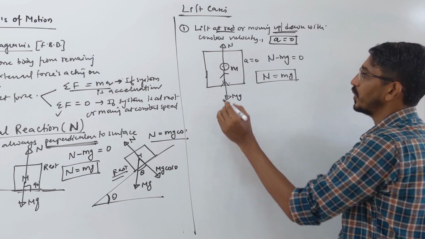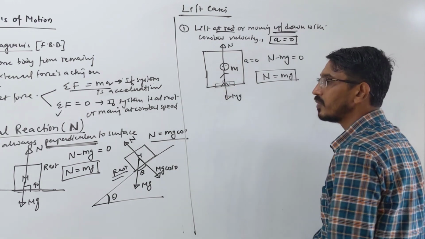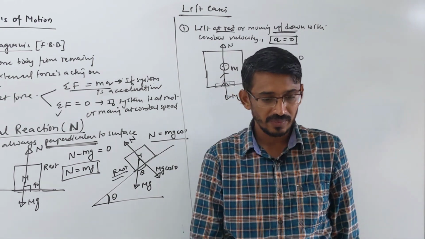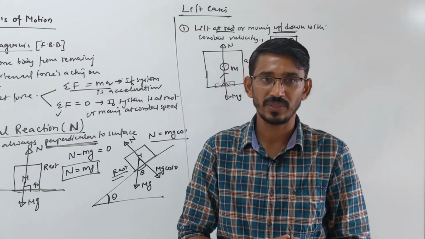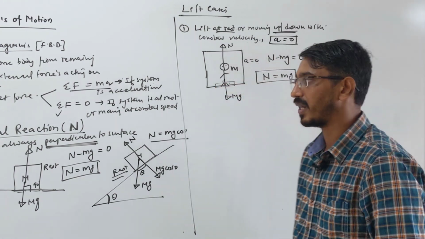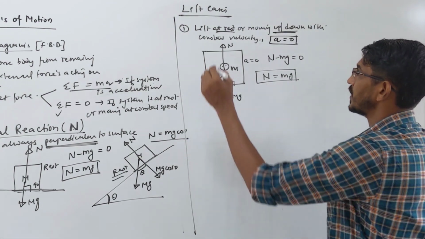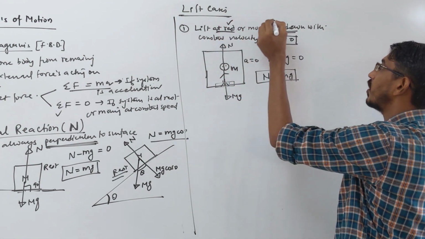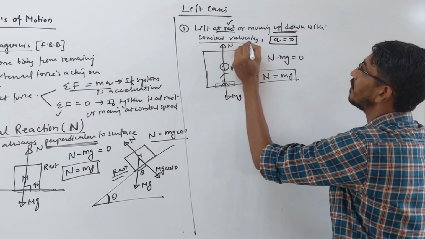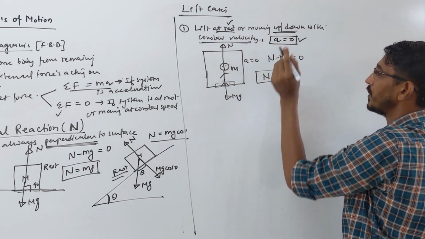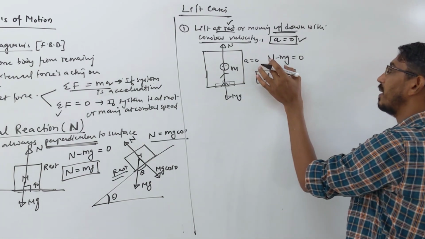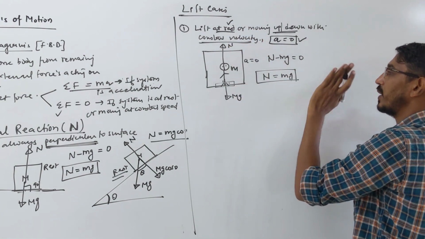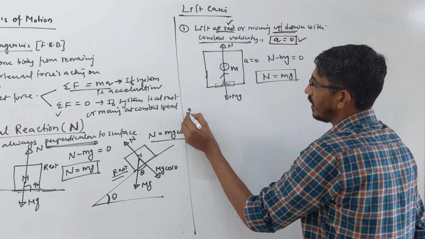Suppose you put a weighing machine here, the person standing on a weighing machine, then it will show the real weight of that person only, the correct weight itself, which is mg. First case: lift at rest or moving up and down with constant velocity, meaning acceleration of the lift is 0. So net force is equal to 0, that you wrote: n minus mg is equal to 0. Let's talk about the next case now.